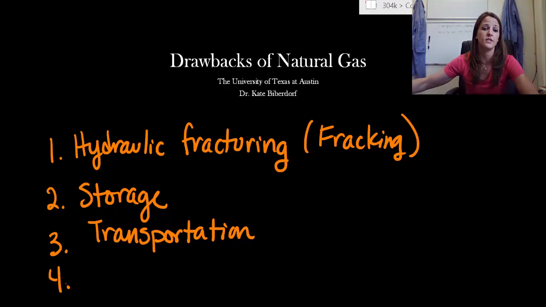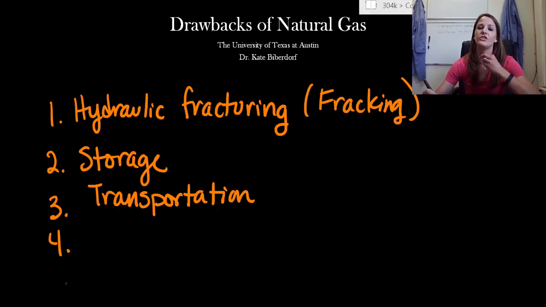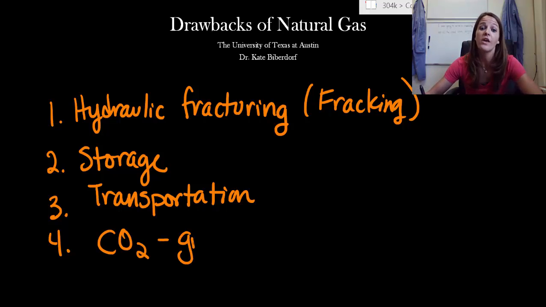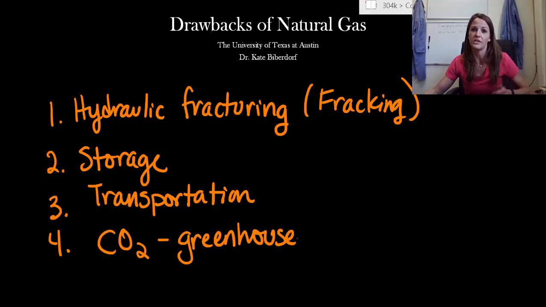Number 4, and this is the one I always end on, when you're doing a combustion reaction, we are setting that methane on fire, so we are definitely creating carbon dioxide, which we know is a greenhouse gas. And so we know carbon dioxide is released into our atmosphere. As the carbon dioxide concentration is increased, we've definitely seen an increase in our global average temperature. So we are definitely experiencing the enhanced greenhouse effect, also known as global warming.